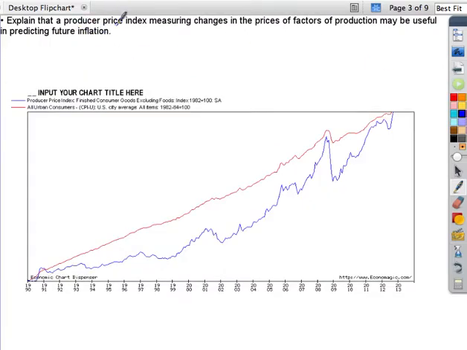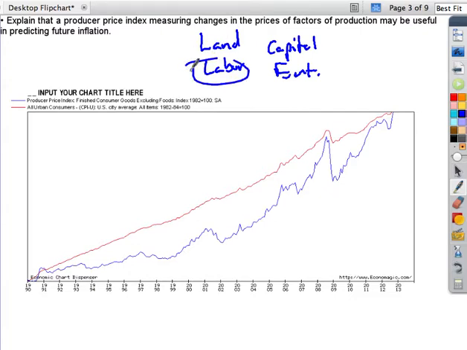Explain that a producer price index measures changes in the prices of factors of production. So remember, factors of production are land, labor, capital, and entrepreneurship. And so if any of these go up, so let's say that the price of labor starts to go up, then we would expect to see the costs of production go up. All right. And so all this is saying is, look, if the costs of production are going up, is this a predictor for an increase in consumer inflation in the CPI?